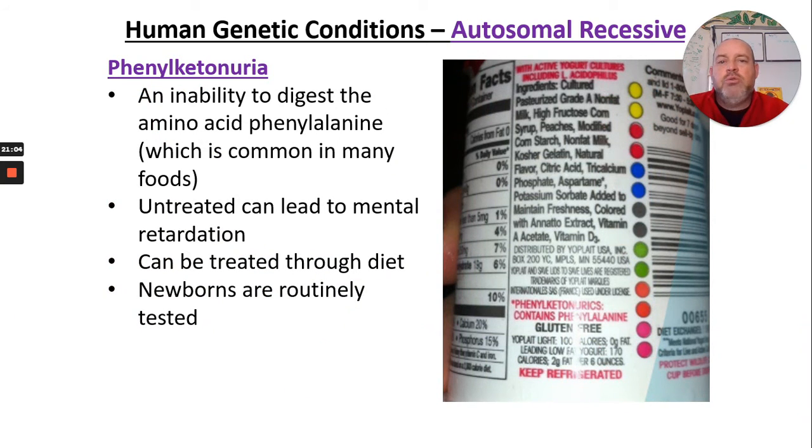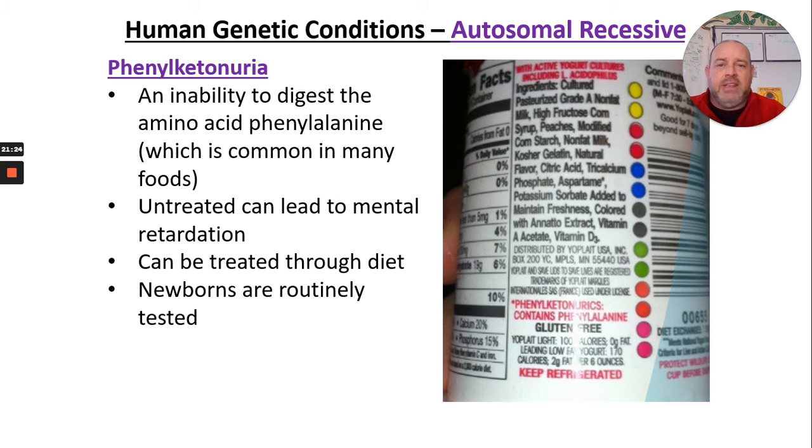PKU, phenylketonuria, also known as PKU. It's a dangerous one. You've got to watch out for this one if you have it. This is one of the things, I don't know if you guys know, but right when a baby's born, they generally do a few quick tests on that baby so they know, especially if there's food allergy type things. They do those tests right away. And this is one of them.